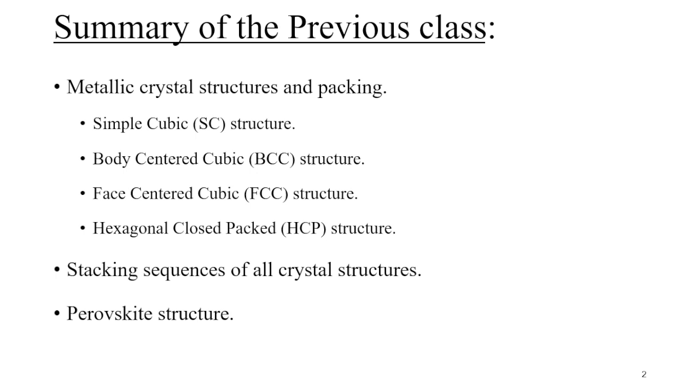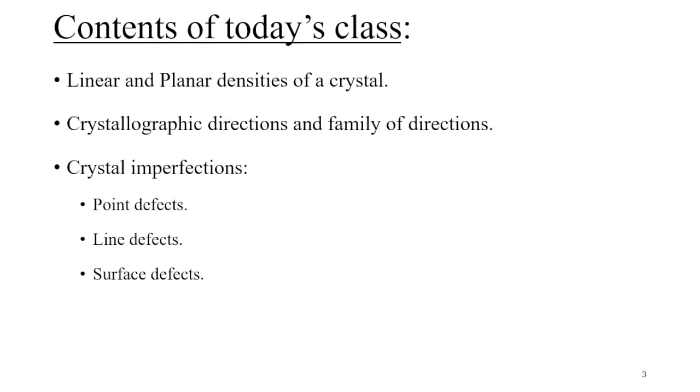Then we'll also see the perovskite structure. I thought we could see it last class, but we couldn't. We won't go much into the details. This is just for 1 mark, potential 1-mark questions in GATE. Then we'll see linear and planar density, how to calculate the linear and planar densities of a crystal. The chances of you getting that as a question are high. Then we will see crystallographic directions and the family of directions along with the Miller indices. Then we will also see the crystal imperfections such as point defects, line and surface defects.